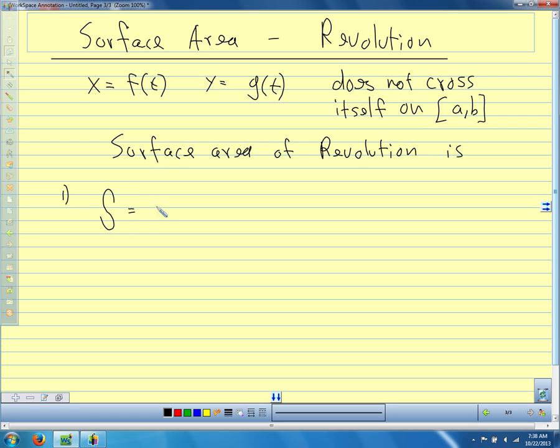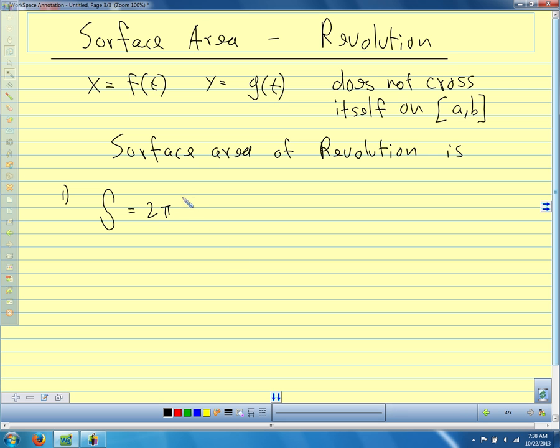So S equals 2 pi. We're making the same argument. We're looking at this little increment of arc length as, and I know it's our favorite word, a frustum of a cone. And we're revolving that about an axis. So we get the circumference of that revolution times the length of that little piece of the cone, and we're summing that over the entire curve.